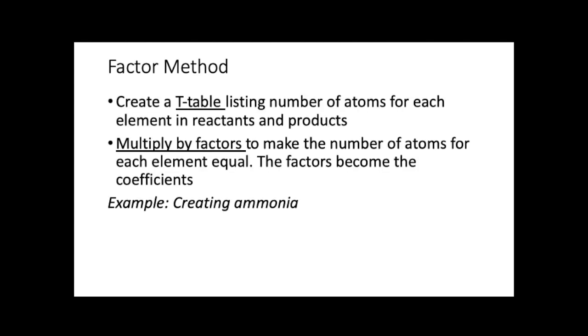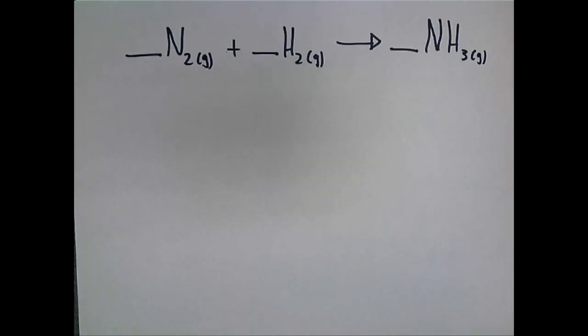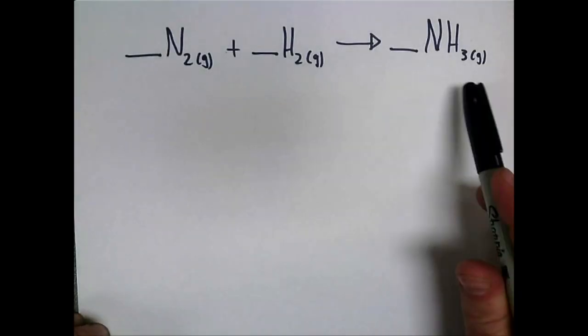Now, the last method here is something called the factor method. What you do here is you create a little table, a T-table. It lists the atoms for each element in both the reactants and the products, and then you multiply by factors to make the number of atoms for each element equal. And then these factors eventually become the coefficients. So here's an example of this. This is the reaction of making ammonia.